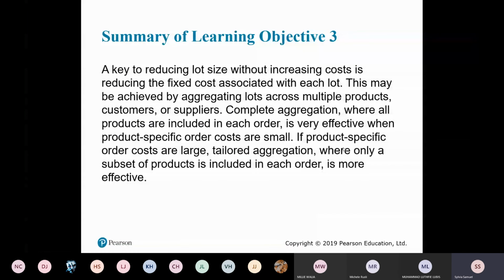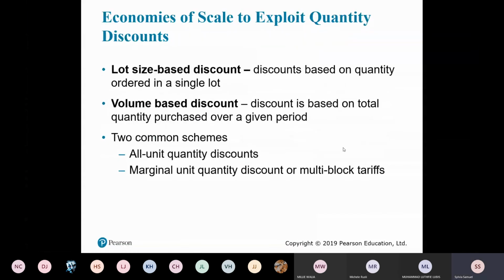Okay, we continue. Economies of scale to exploit quantity discounts. About lot size based on discount, volume-based discount. So now we need to know, how do we apply the discount? When is the right time for a discount? Maybe it depends on the season. Like near Christmas, of course we need to give a discount, to give a promotion. But how many stocks, how big the volume, to give a discount.